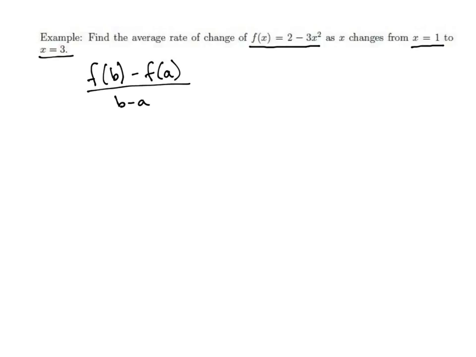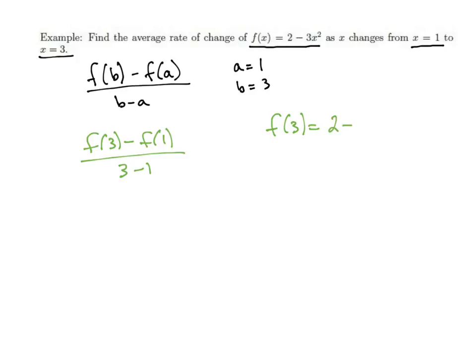So what we're going to do here is say that a is equal to 1 and b is equal to 3. So we need to figure out f of 3 minus f of 1, and then we're going to divide that by 3 minus 1. So we need to figure out what f of 3 is. So we'd have 2 minus 3 times 3 squared.